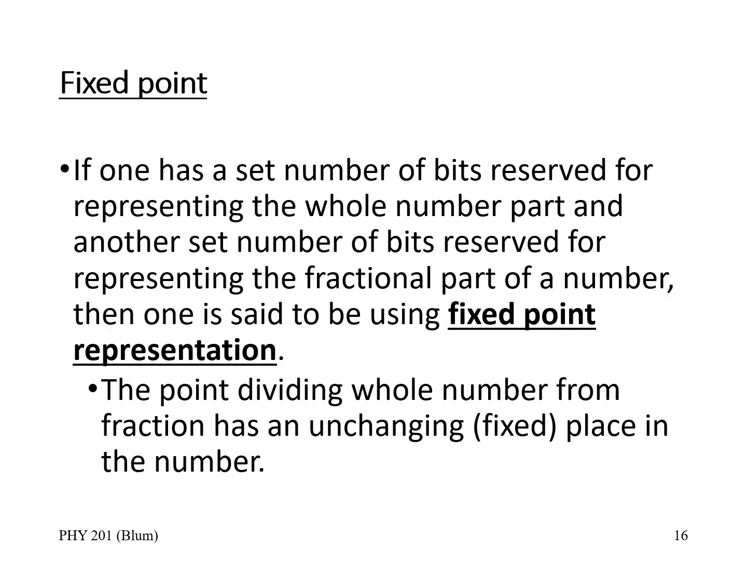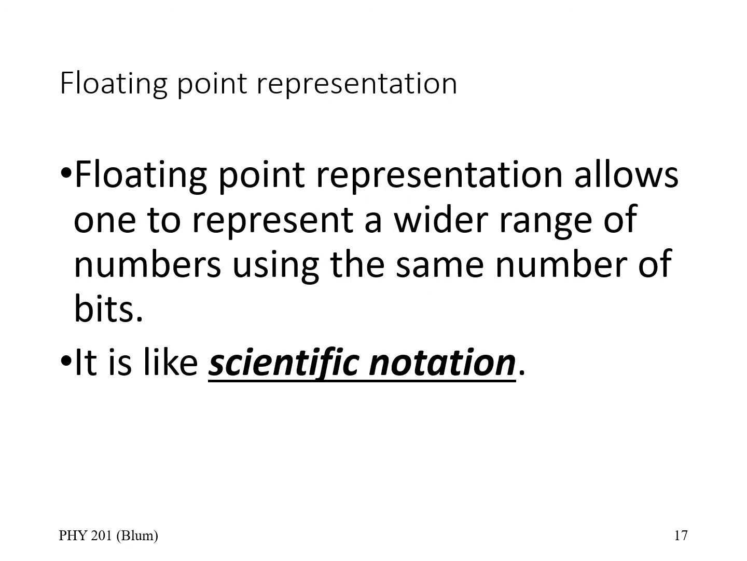So if we set aside a certain number of bits for the whole number, and another set of bits for the fractional part, we are doing what's called a fixed point representation. The point, that dividing line between where the whole number is and the fraction is, does not change. It is fixed in place within the number. So we're going to move from fixed point representation to floating point representation, and that is going to allow us to represent a much wider range of numbers. We're going to have much bigger numbers and much smaller numbers, and it's going to be like scientific notation.